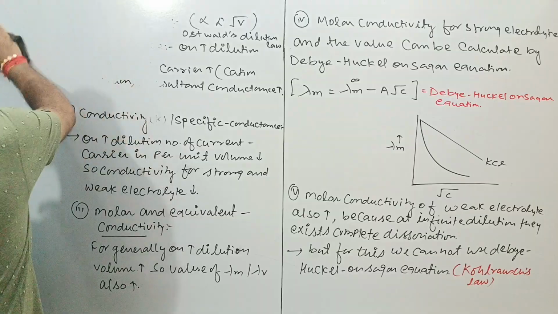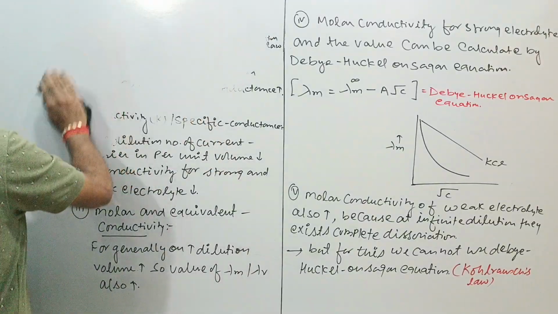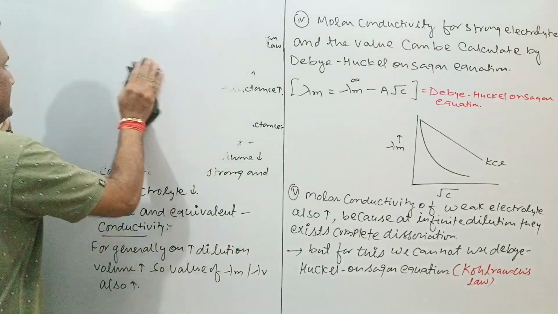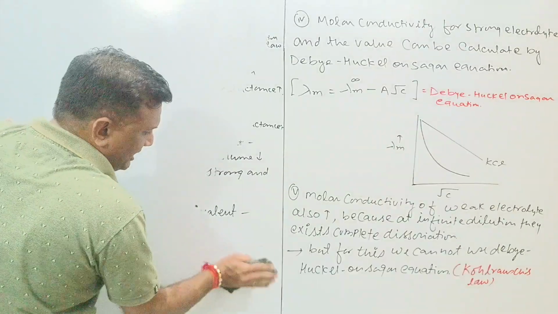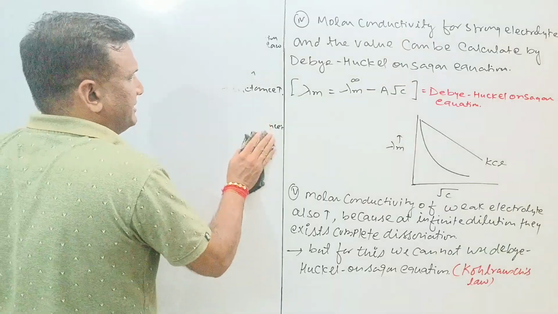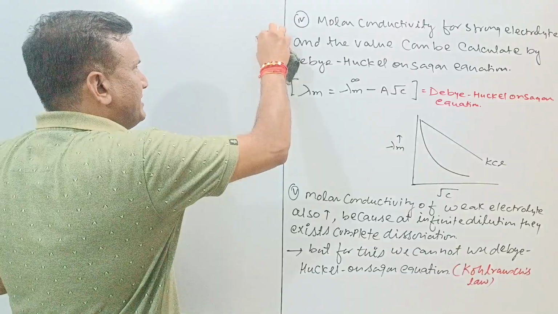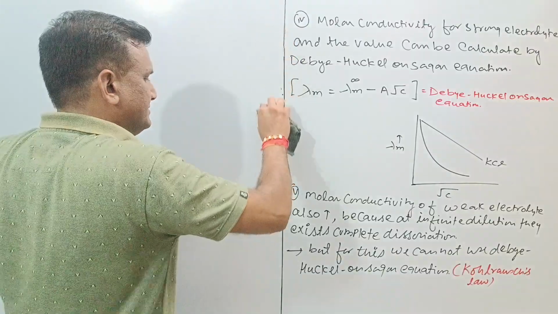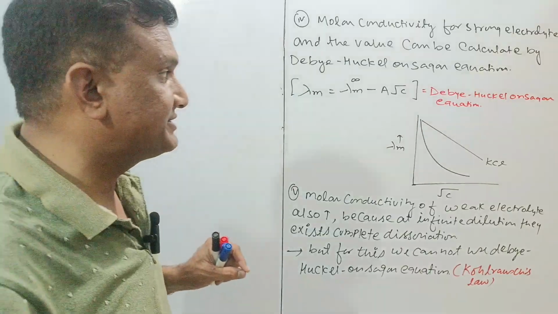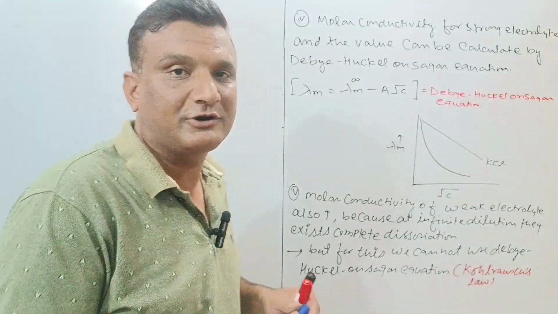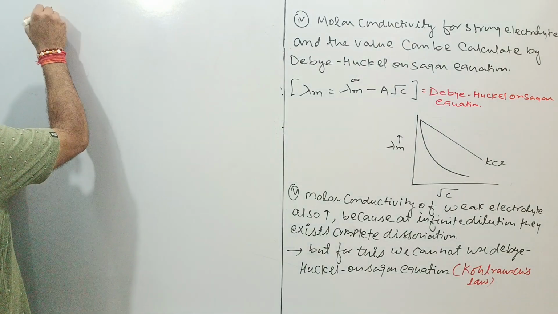Now we'll go with the Kohlrausch law, that is very important, and there will be a lot of questions in board exams and competition exams regarding Kohlrausch law, maybe as 1 mark, maybe as 3 marks, maybe as numerical and theoretical also. So be with me, listen carefully, and there will be just 3 to 4 applications regarding Kohlrausch law also. So this is the Kohlrausch law.